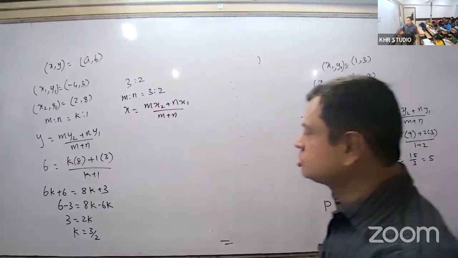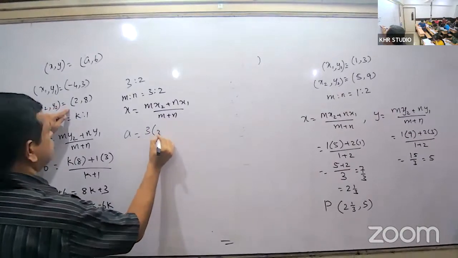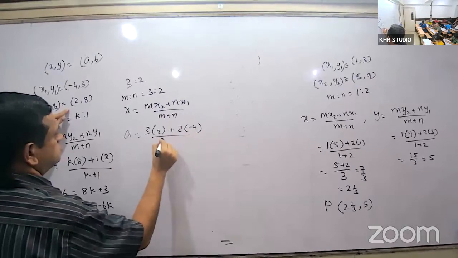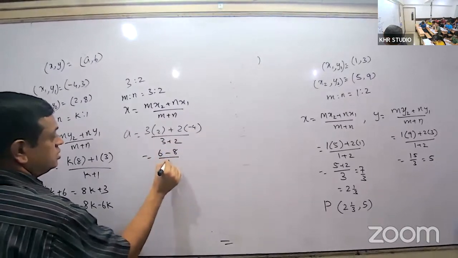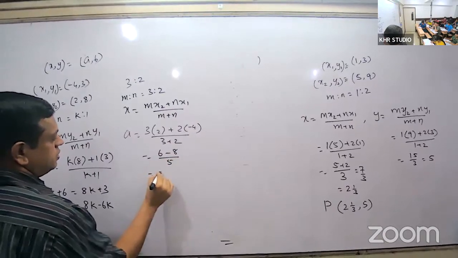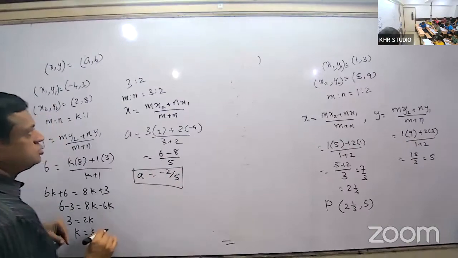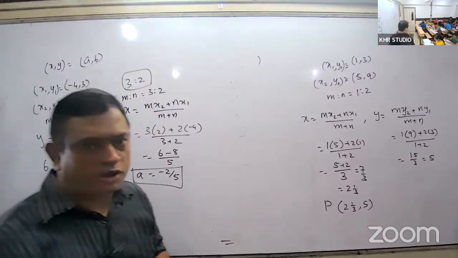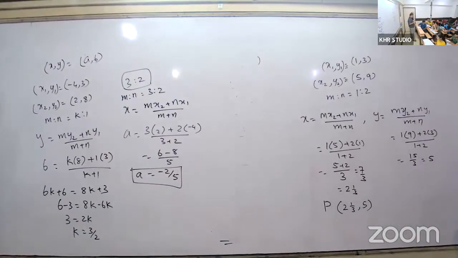Replay. X is what? A. 3 times X2, how much 2? Plus 2 times minus 4. Minus 2. 6 minus 8 by how much? 5. Minus 2 by 5. So value A. So 2 values, ratio you got. And A is equal. Hope all of you followed now. Yes. Got it.